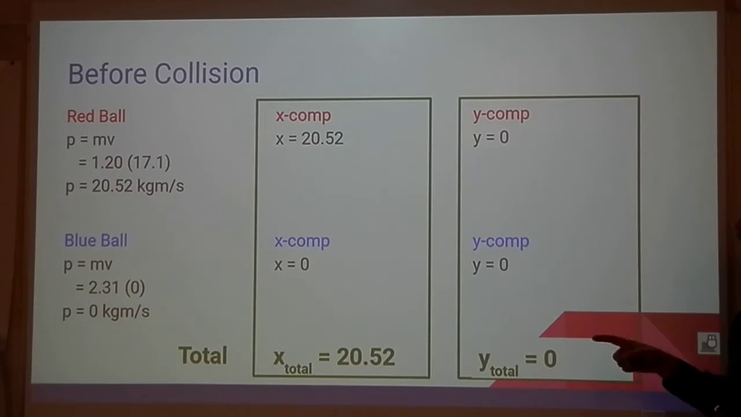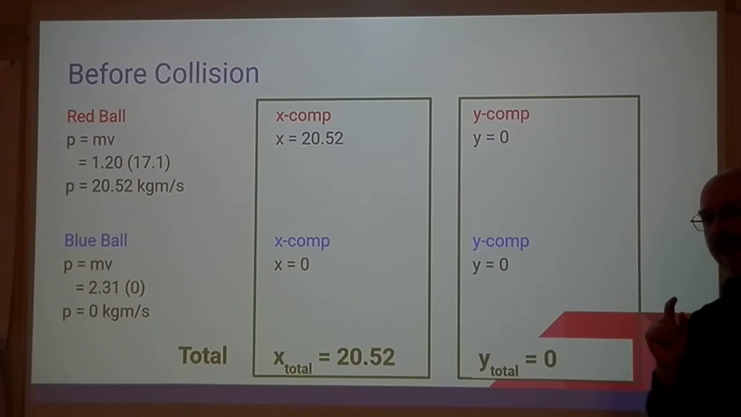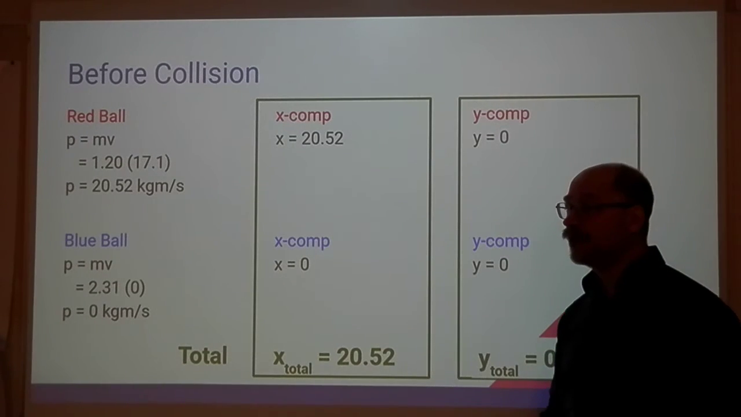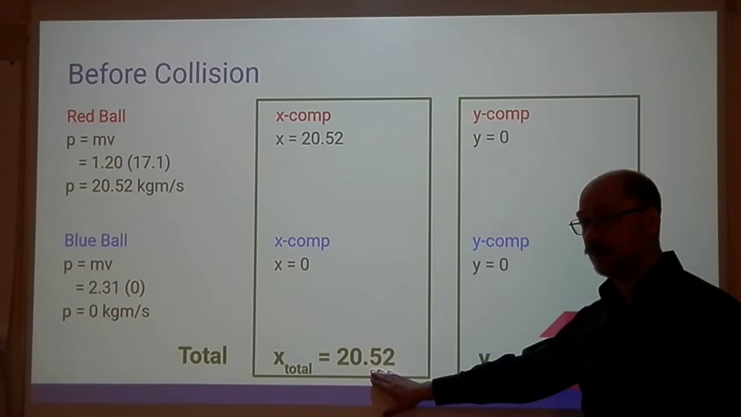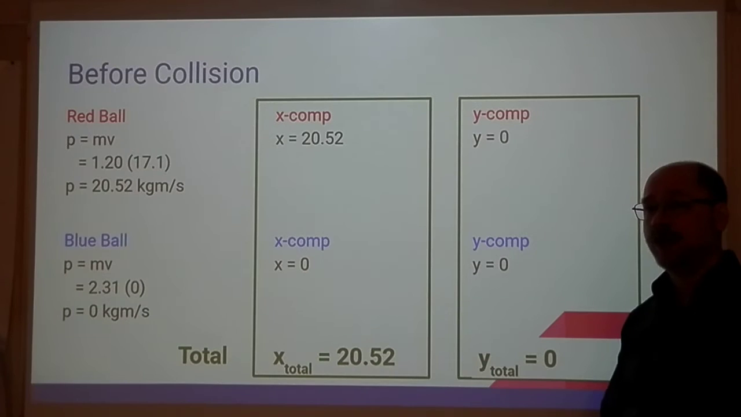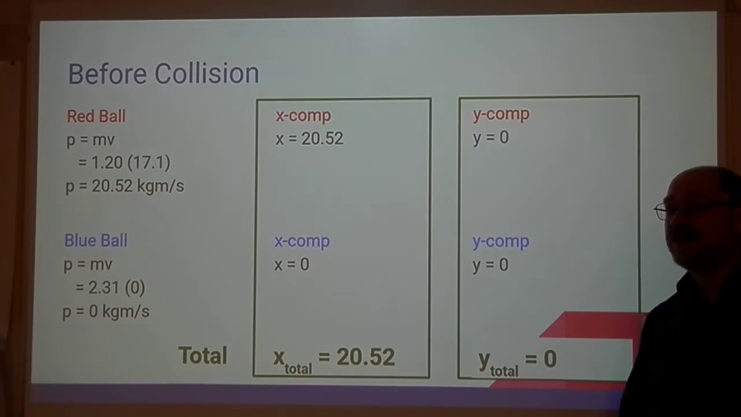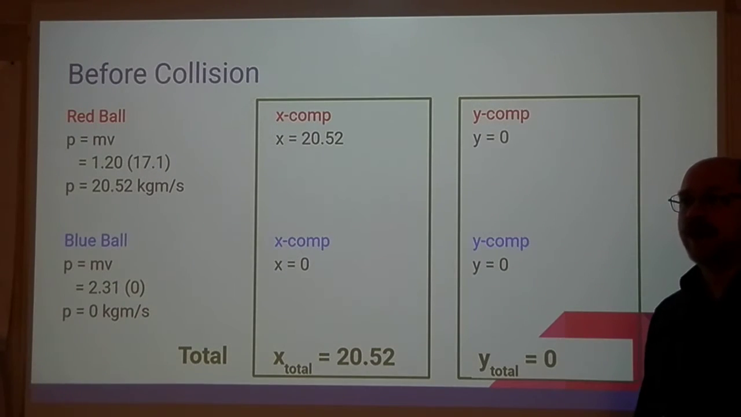But the reason why I'm doing all of this was to get these two values. And they're the ones that I must have, because before the collision, I know that the total x component of the momentum is 20.52 and the y total is 0. The great part is these numbers have to be the same after the collision as well. They must be, otherwise momentum wouldn't be conserved.